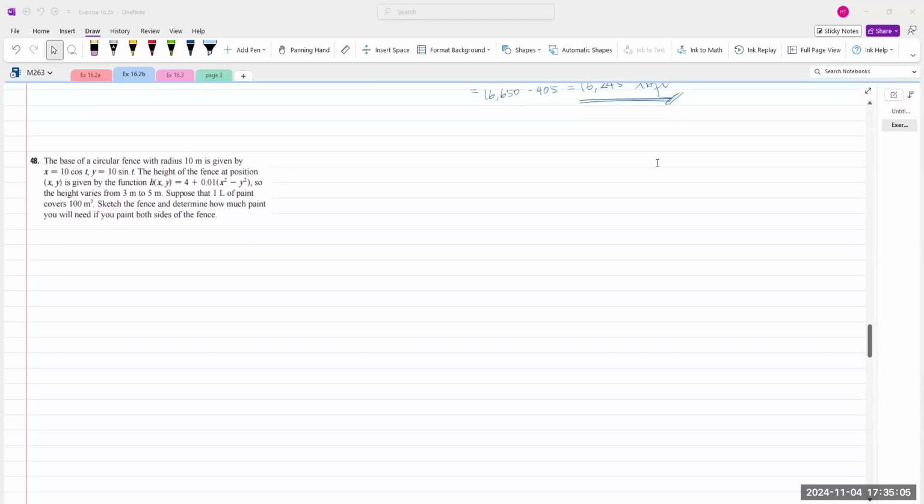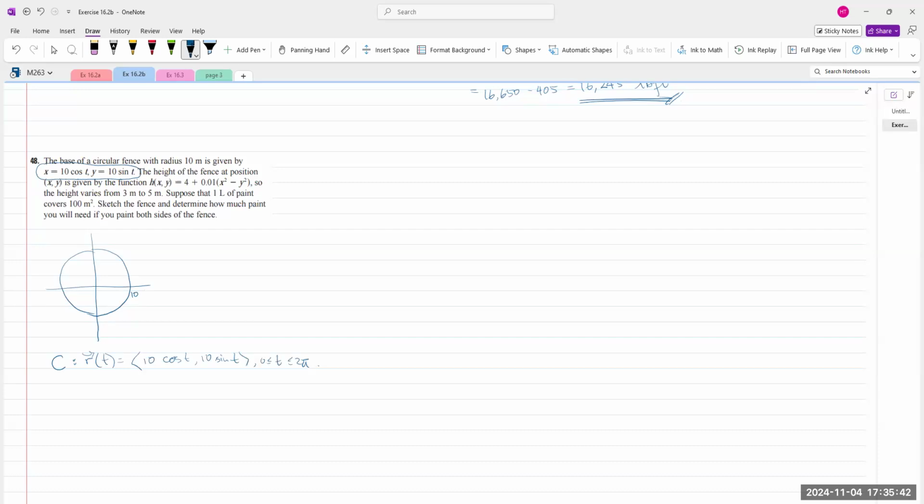The base of a circular fence with radius 10 is given by this parameterization here. So it is actually a circular fence with radius 10. We can parameterize that with r(t) equals 10 cosine t, 10 sine t, where t is, of course, from 0 to 2 pi because it's one cycle.